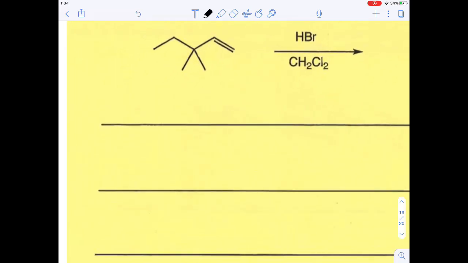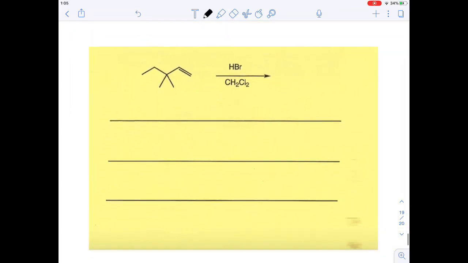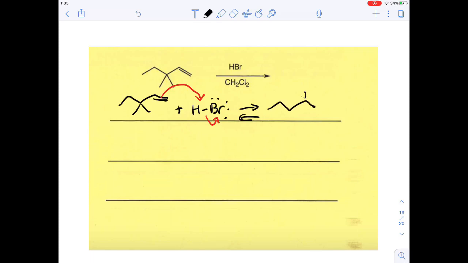Okay, so moving on to this mech. Again, I'm going to draw this mech with all of the lone pairs and all of the arrows so you know exactly what they would be expecting or what it's supposed to look like. Okay, so the electrons from the double bond are going to pull the H, and the H is going to protonate the less substituted side of the double bond. This step is reversible.